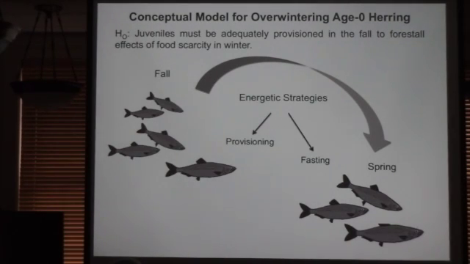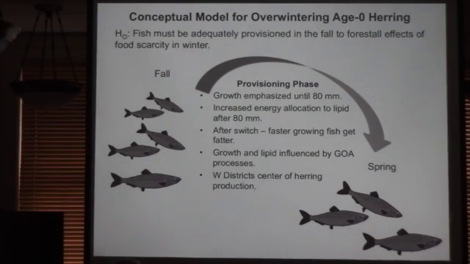So back to our sort of conceptual model here. We've been talking about sort of the provisioning stage, and some of the conclusions were that growth of the fish is emphasized until about 80 millimeters, and then after that, the fish are increasing energy allocation to lipid stores. After they switch, the faster growing fish get fatter, and that lipid and growth are influenced by Gulf of Alaska processes, and then it seems like the western districts of Prince William Sound are probably pretty good hotspots of herring production, at least regionally.